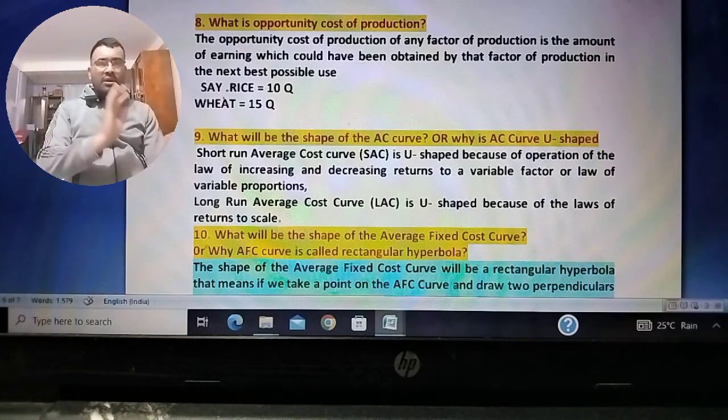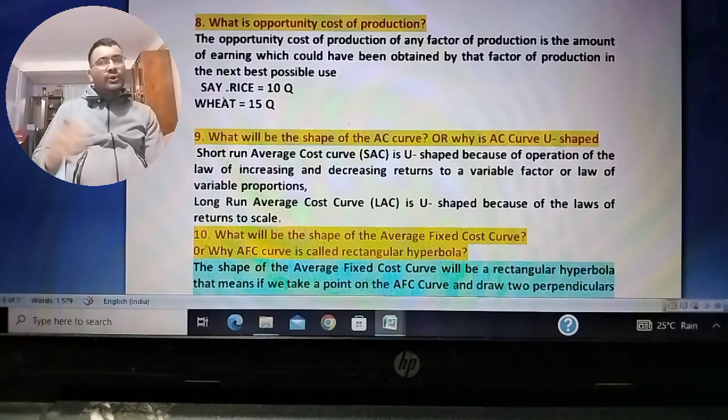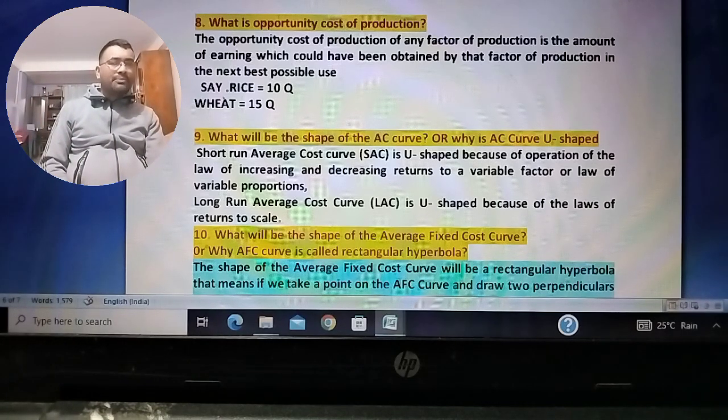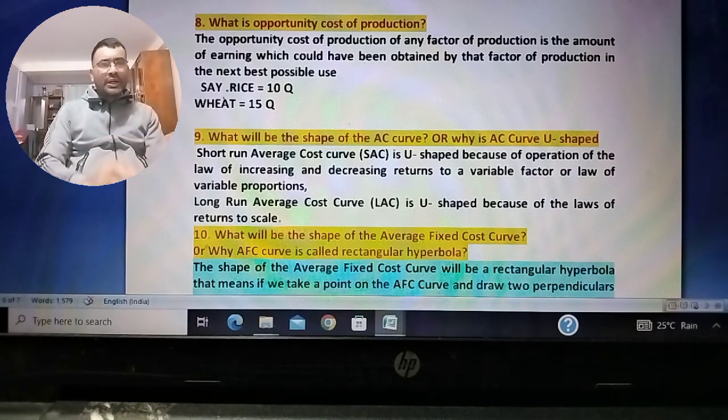You have a fixed plot of land, say. You can either cultivate rice or paddy, or you can cultivate wheat, but you cannot cultivate both because the land is fixed, the land is scarce. So if you cultivate rice, you can produce 10 quintal, and if you cultivate wheat, you can produce 15 quintal. And if you desire to produce rice, then you have to sacrifice production of 15 quintal of wheat. So the opportunity cost of producing rice is the 15 quintal of wheat. So if you wish to produce wheat, then you cannot produce rice.